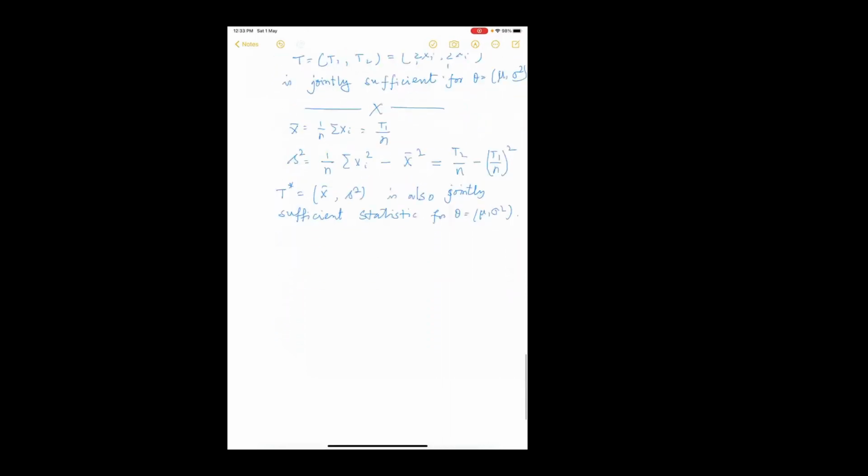So can I say that T of x tilde equal to x tilde itself? Suppose I define T of x tilde as just x tilde itself. Can I say this is sufficient for theta? Yes, by the factorization theorem you can show that the sample itself is sufficient. But the main problem is that it is n-dimensional, so there is no dimension reduction in that sense. So the answer is yes.